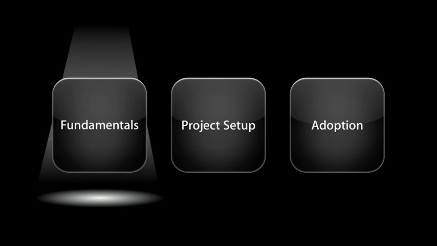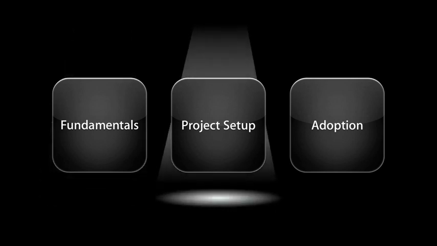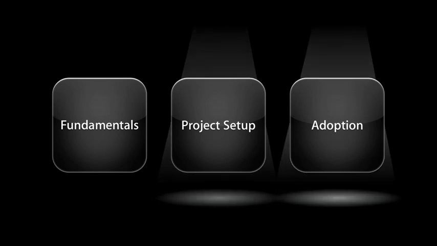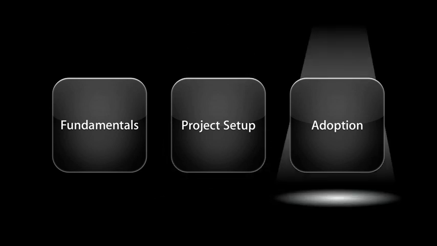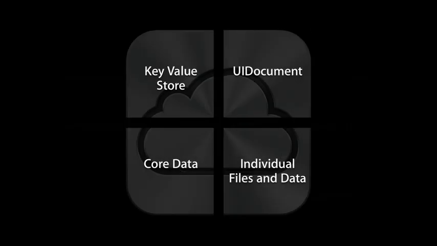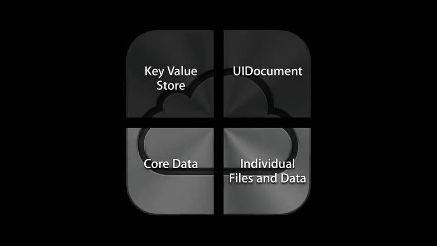So we looked at the fundamentals of working with iCloud, showed you how to set up your project to work with iCloud, and looked at how to actually adopt iCloud in your application. In part 2 of this presentation, we're going to show you how to work with Core Data and individual files and data. So you learned the fundamentals of working with iCloud, saw how you can use the key value store to store user settings, and learned how you can use UIDocument in your application to store document-based data in iCloud. I look forward to seeing the great apps that you'll build that use iCloud storage.